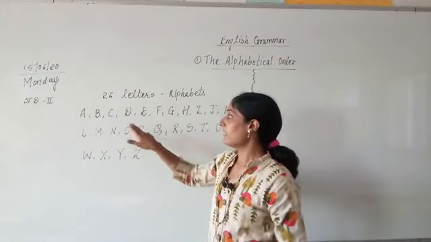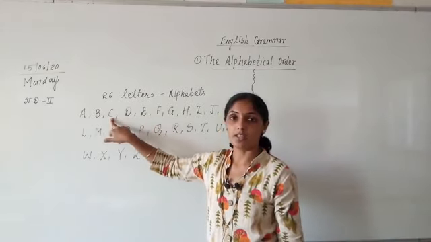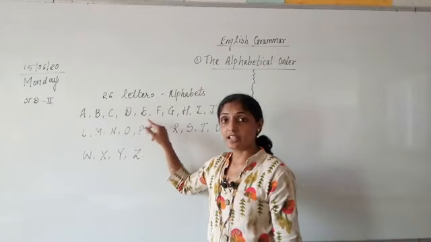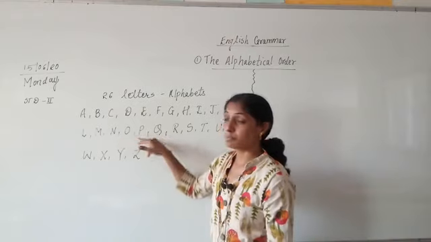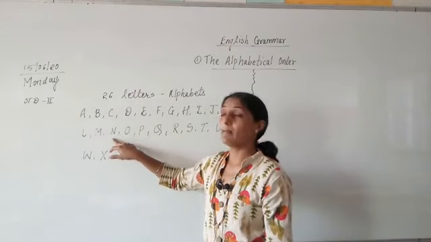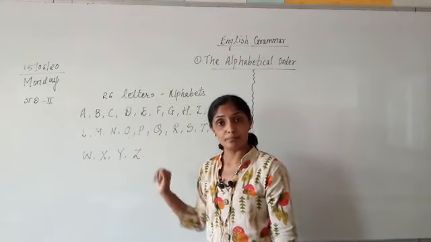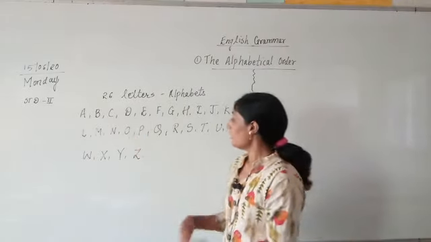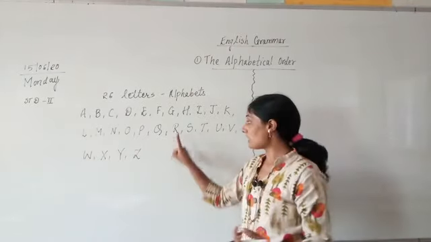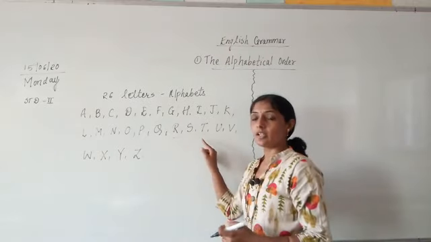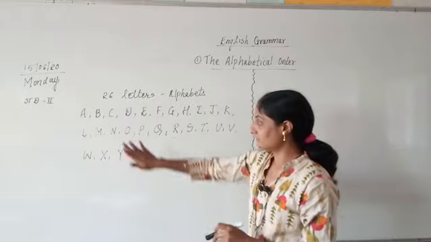Correct? One sequence. If I ask you which letter is before D, then immediately you will tell me, ma'am, C is before D. If I ask which letter is after D, you will tell E is after D. Understood? If I ask which letter is before O, you will tell me M is before O. If I ask which letter is after O, you will tell me P is after O. Understood? If I ask which letter is before S, your answer will be R is before S. And which letter is after S? Immediately you will tell T is after S. For this you will have to learn.